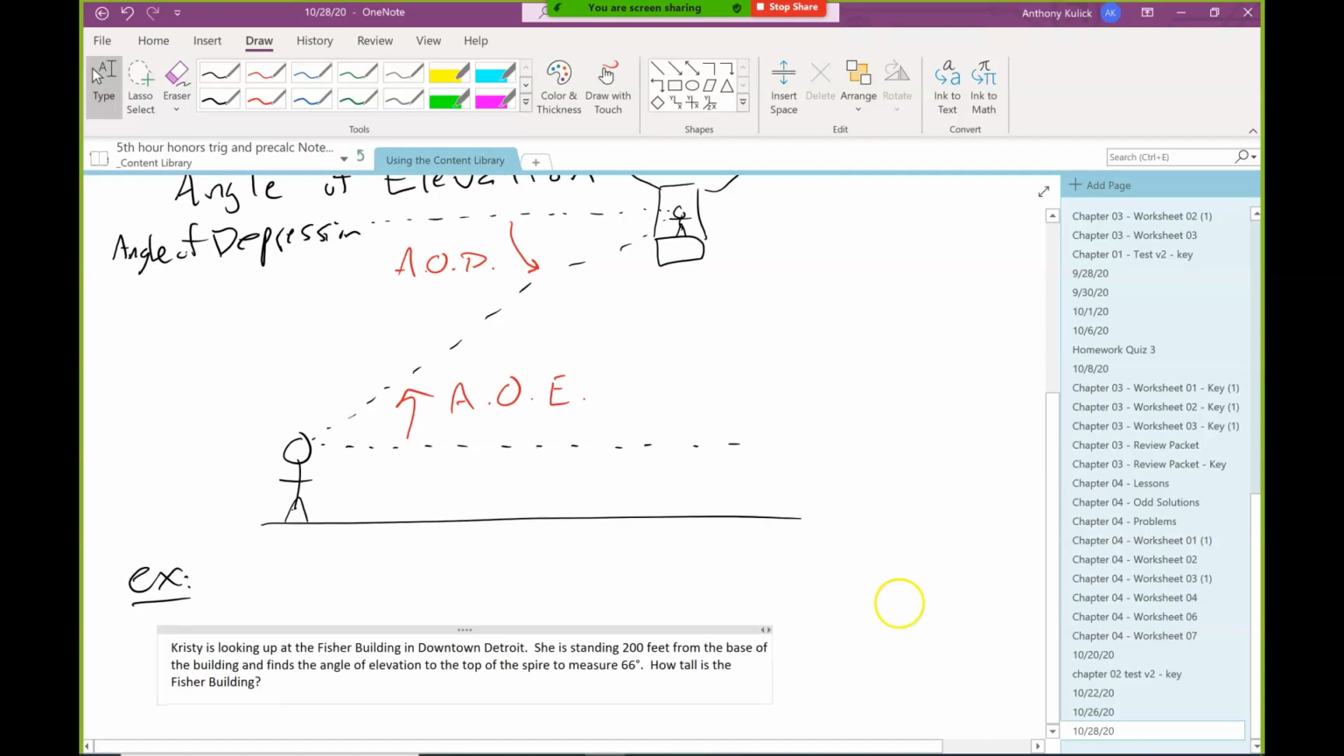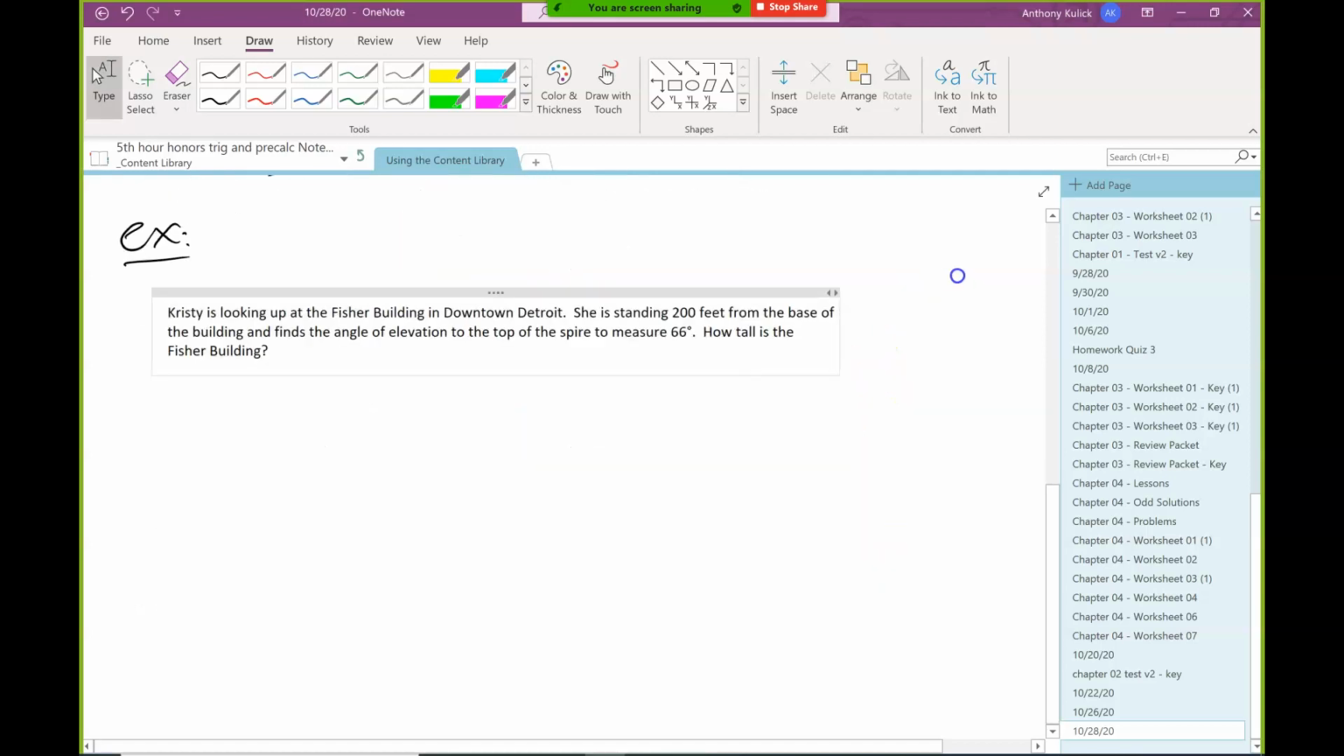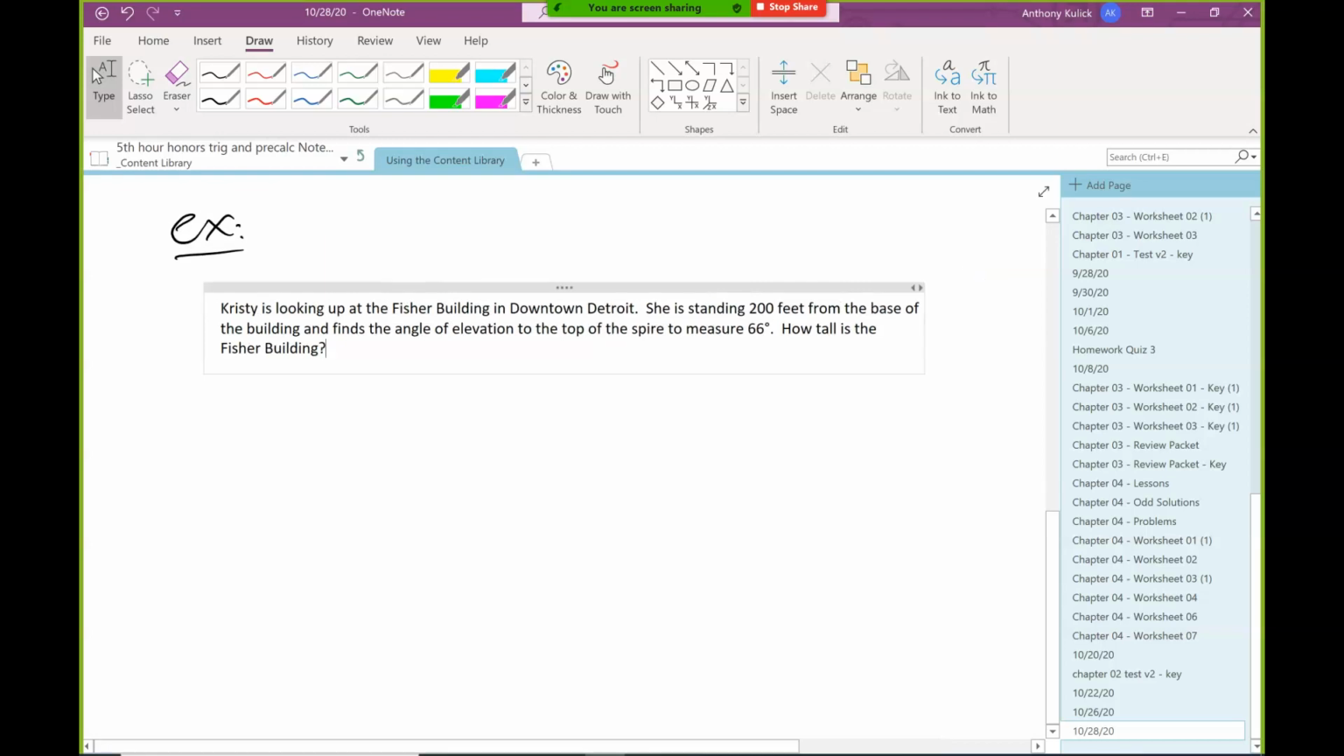So my first example says, Christy is looking up at the Fisher Building in downtown Detroit. She is standing 200 feet from the base of the building and finds the angle of elevation to the top of the spire to measure 66 degrees. How tall is the building? So I'll draw a picture.